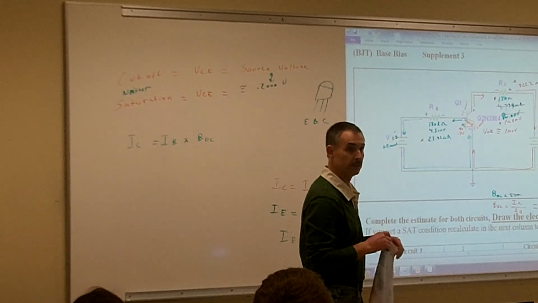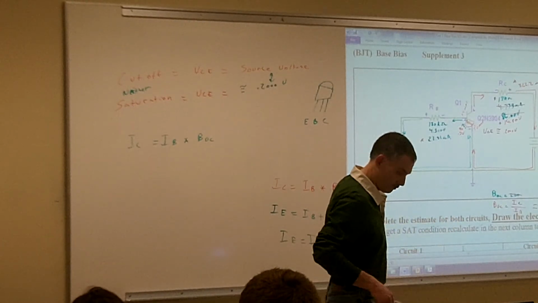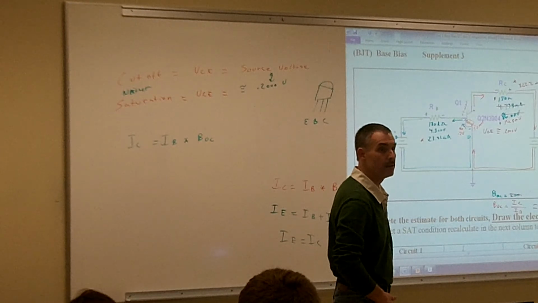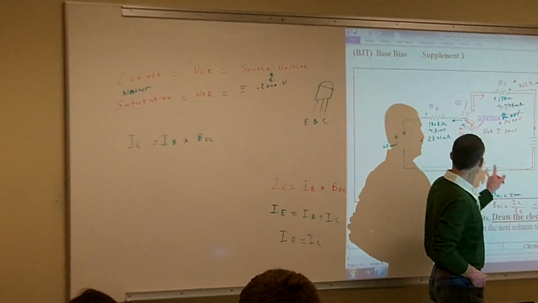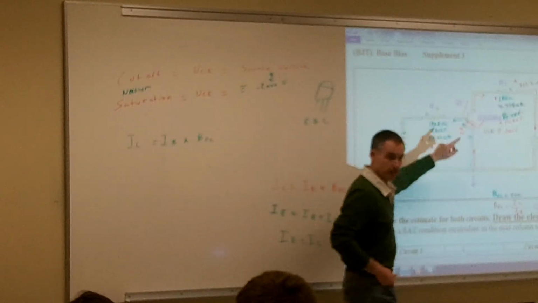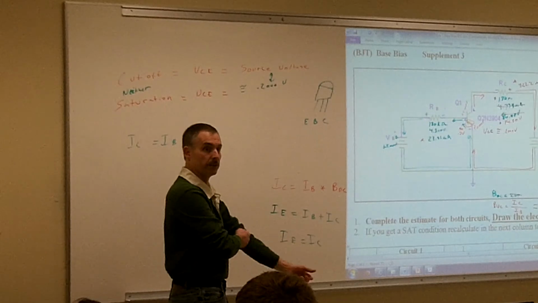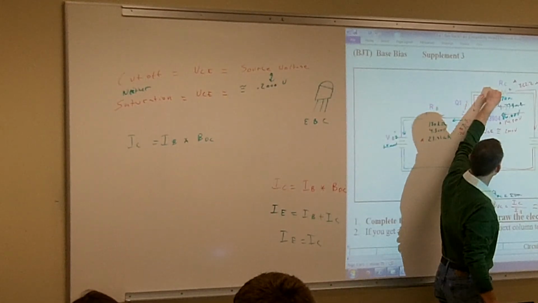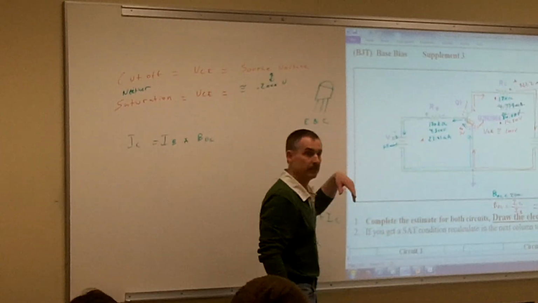I got a question. Good call. Is it because we are in saturation that the collector current is not going to be 200 times the base current? Why this current isn't going to be 200 times this? Because we're in saturation. Yep. We can only drive a certain amount, and it's based on RC. RC won't allow us to get more current than that.